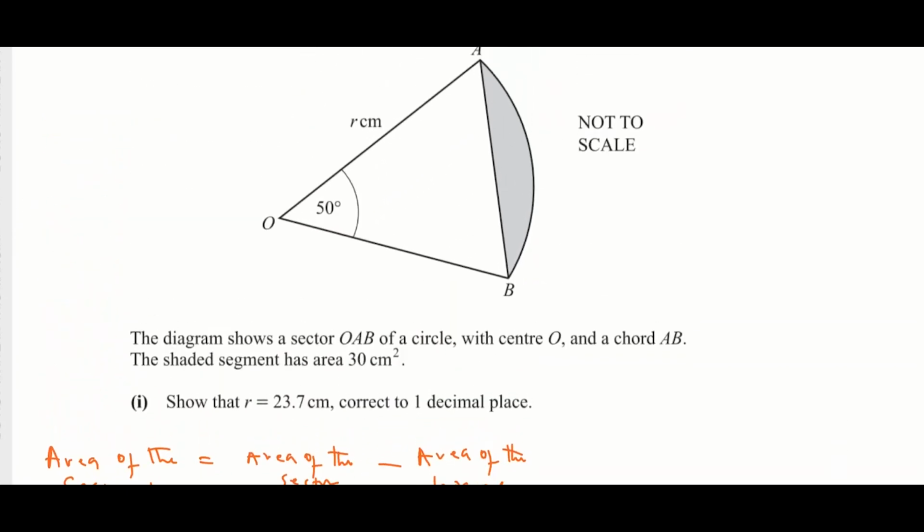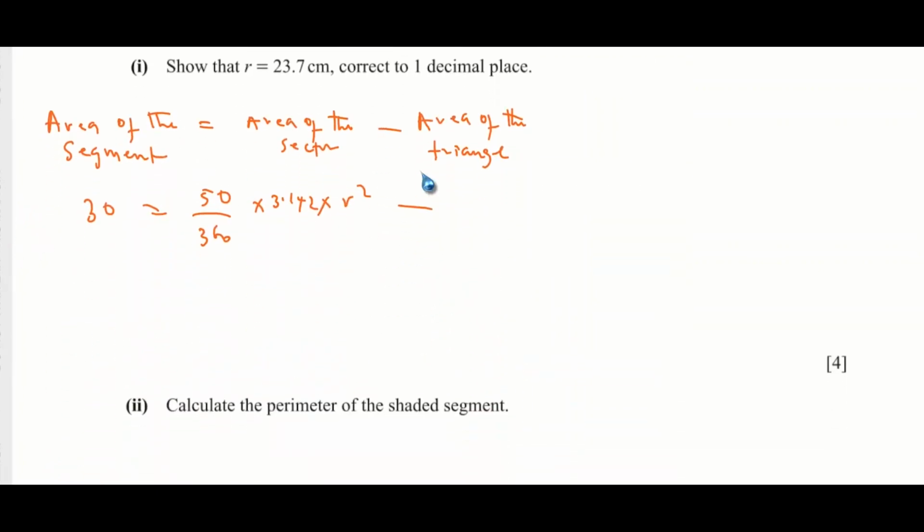The area of the triangle will be the product of the two sides, r times r, multiplied by the sine of the angle between them, divided by 2. So it will be side r times side r, that is r squared, times the sine of the angle between them, that is sine 50, then divided by 2.